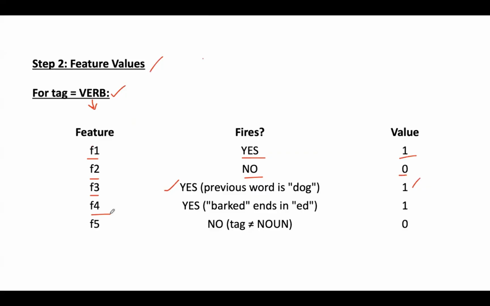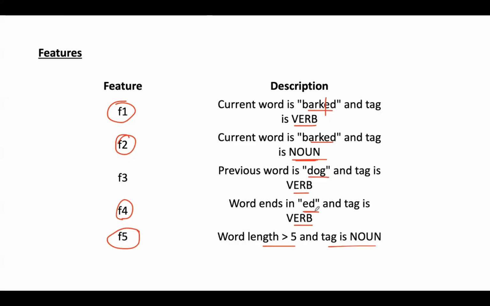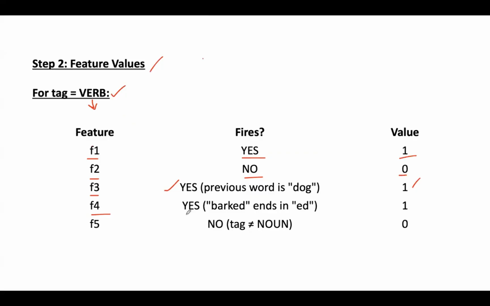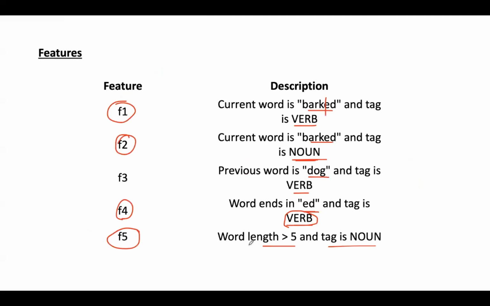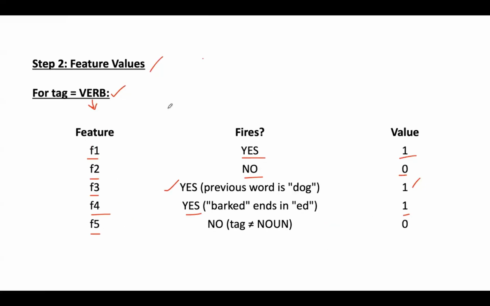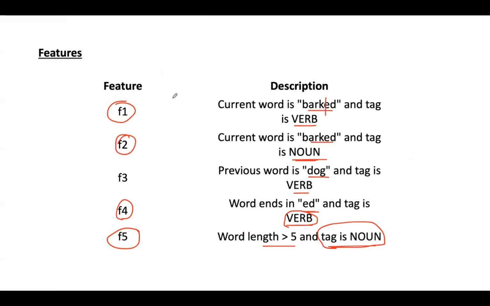Similarly, for the fourth one, the word ends in "ed" and the tag assigned is again verb. So as we did for verb, it fires and the value 1 will be assigned. Then the last feature is F5. Here we are giving the tag as noun, but now we are doing it for verb. As verb is not equal to noun, it won't fire and the value 0 will be assigned to that feature. So this is how we match this particular tag with all the features designed before.